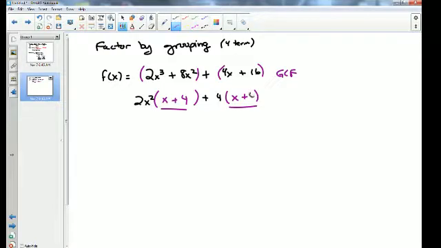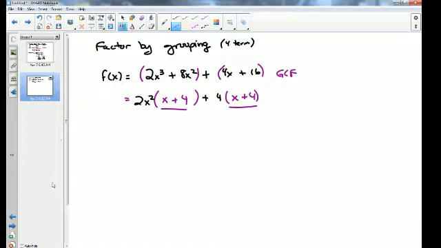You want these to be the same. Then it's 2x squared plus 4 times x plus 4. So, are you good with that? Sometimes you have to rearrange terms. It does get a little bit screwy at times. Try to find one.